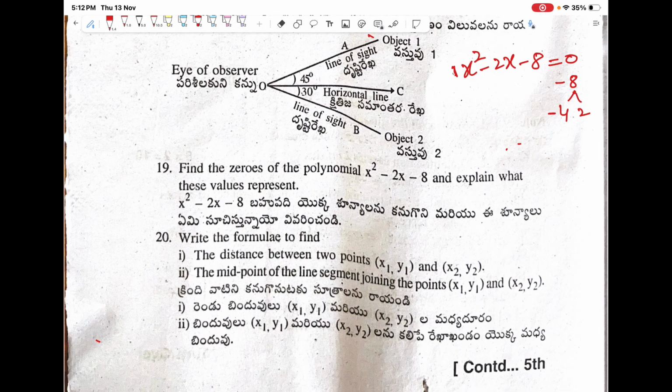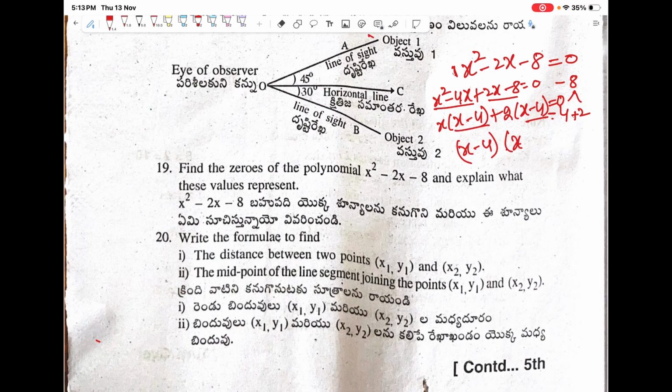Let us give minus symbol to the 4 and plus to the 2. So minus 4 plus 2 is minus 2, and minus 4 into plus 2 is minus 8. So we can write x square minus 4x plus 2x minus 8 equals 0. From these two we can take x common, x minus 4, and from these two we can take 2, so it becomes x minus 4 equals 0. Again take x minus 4 common, and the remaining values x plus 2 equals 0.